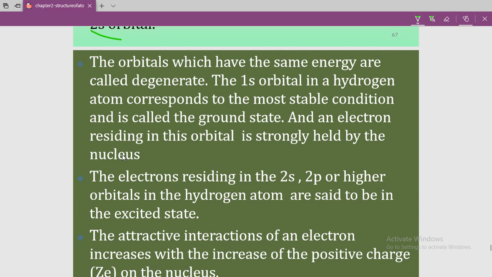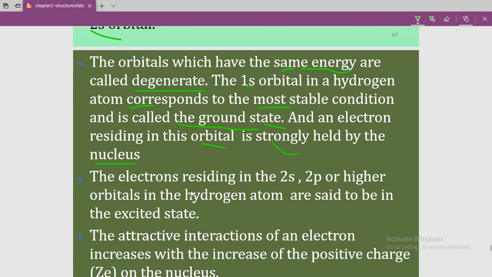Now, orbitals which have the same energy, you will have to use many times in chemistry. What is degenerate? If orbitals have the same energy, they are called degenerate. The 1s orbital in hydrogen corresponds to the most stable condition and is called the ground state. An electron residing in this orbital is strongly held by the nucleus, because 1s is so close to the nucleus.